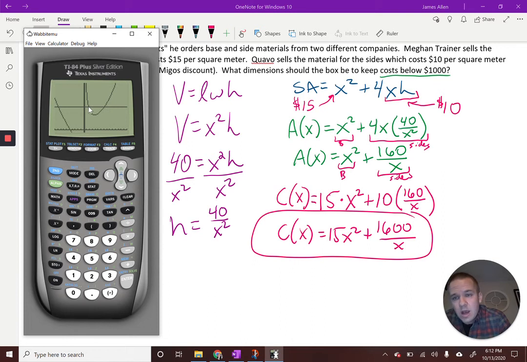So I want to find my intersection points, right? Because when it's below, that's when the costs are below 1,000. Okay, so let's go ahead and do some calculations. I'll do the first one together, and the second one, I'll pause. So I have intersect. First curve, that's just my first equation. Boom, and now I got my second line. And then I'll hit enter again, and voila.